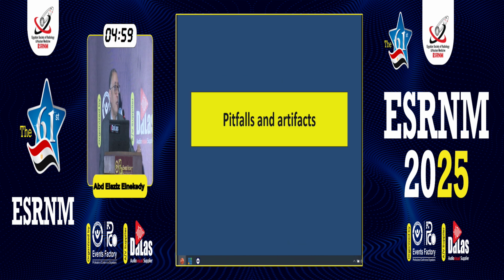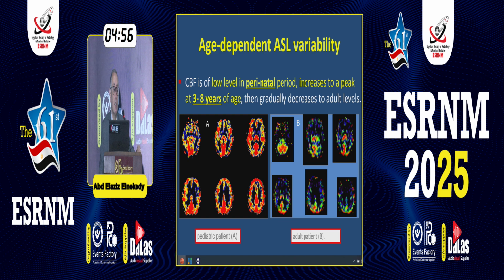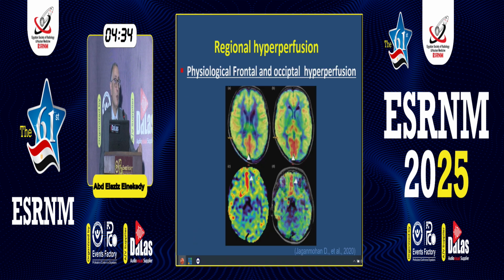It is important to be familiar with the pitfalls and artifacts of arterial spin labeling. Age-related variability, as you see, cerebral blood flow is of low level in the perinatal period, increases to a peak at 3 to 8 years, and then gradually decreases to the adult level. So this is normal. Also, we can see physiological frontal and occipital hyperperfusion. If the patient is opening his eyes or thinking during the examination, we can see activity in these areas.